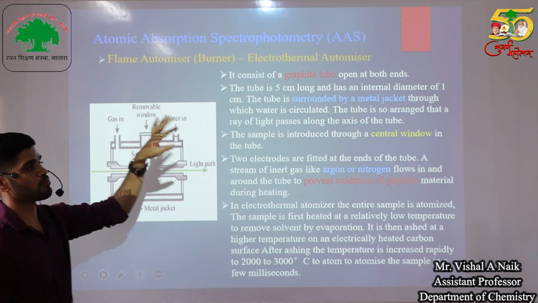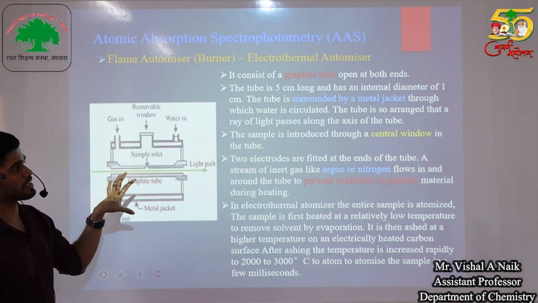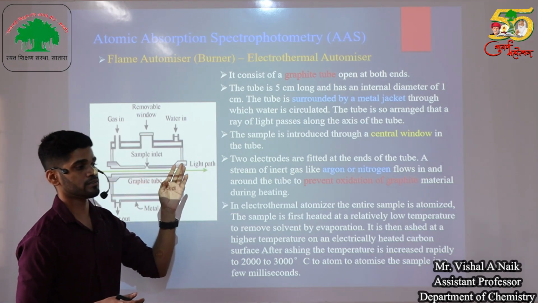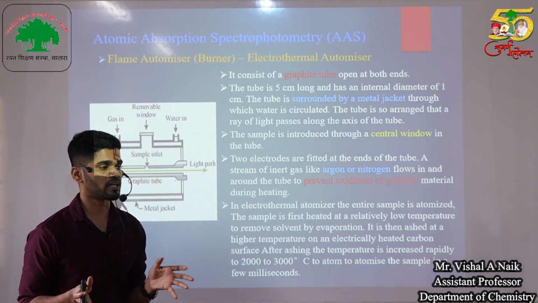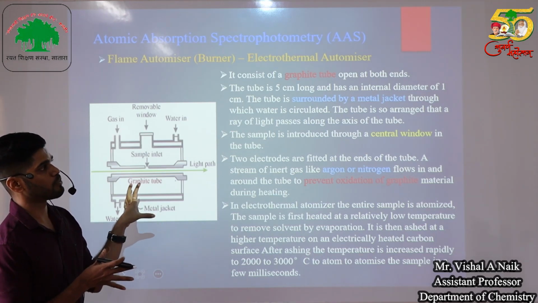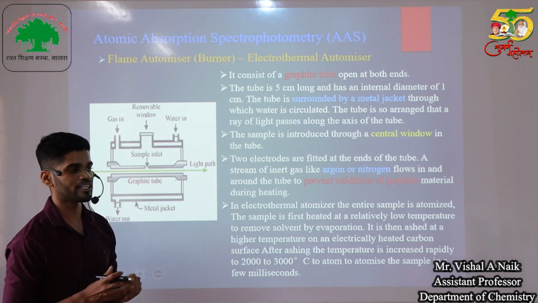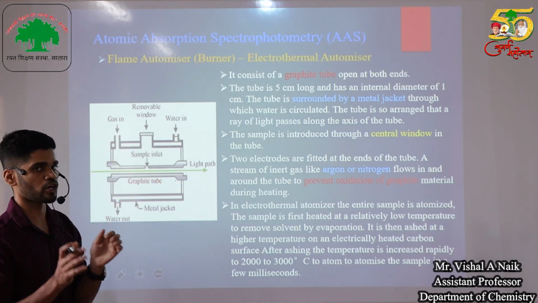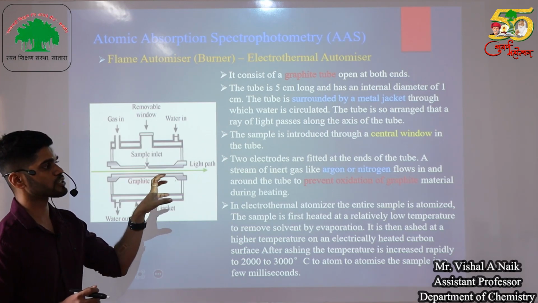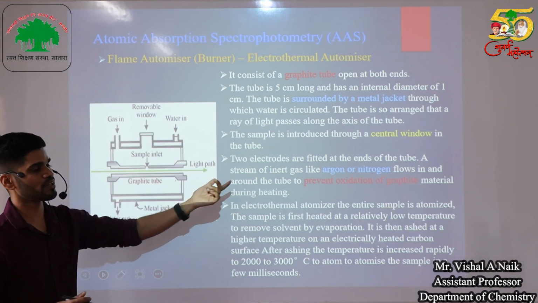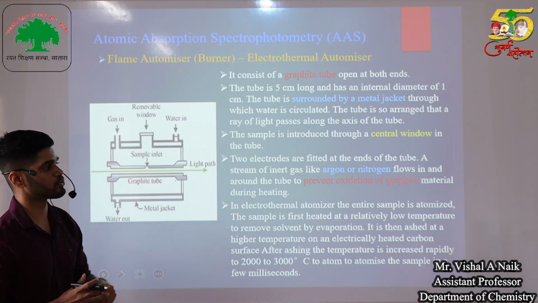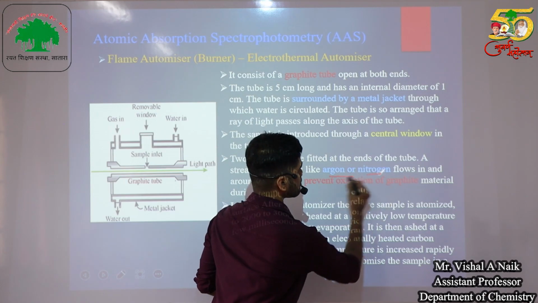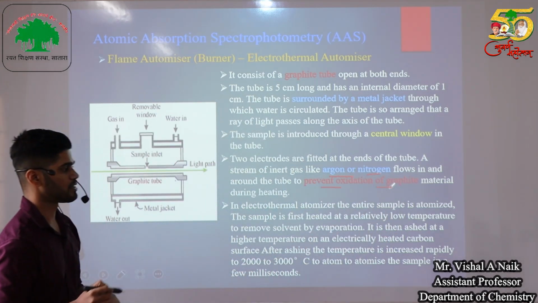Then the flame atomizer or the burner. So this is the particular burner that is used in an atomic absorption spectrometer. It consists of a graphite tube open at both ends. The tube is around 5 centimeters long, surrounded by a metal jacket, and water circulation is there to control the heating. Two electrodes are fitted at the ends of the tube, and a stream of gas like argon or neon flows into it. That argon and neon gas prevents the oxidation of the graphite material.